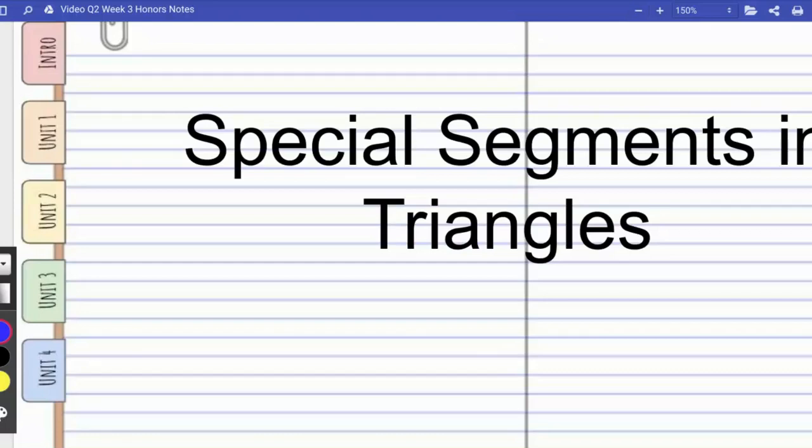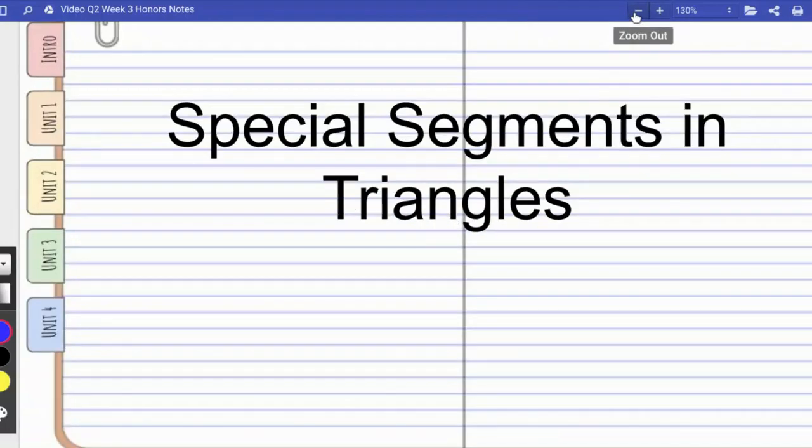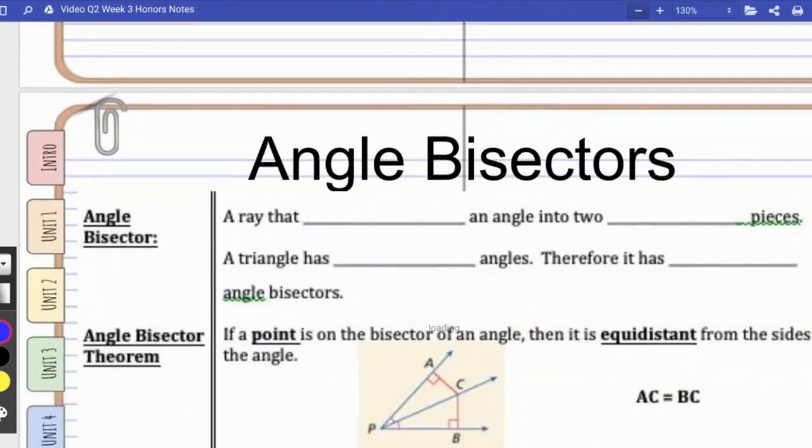about special segments in triangles. We have 5 different types of special segments that we'll cover today. We're just going to cover angle bisectors inside of triangles and perpendicular bisectors inside of triangles. Both of these things we've covered in previous units. Now we're going to throw it inside of triangles.